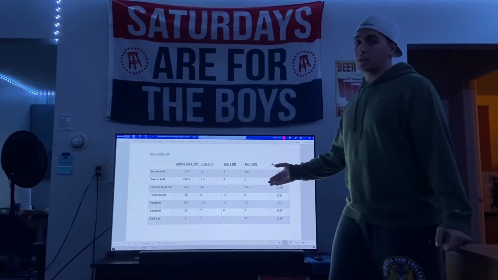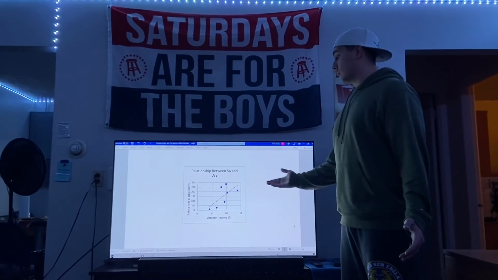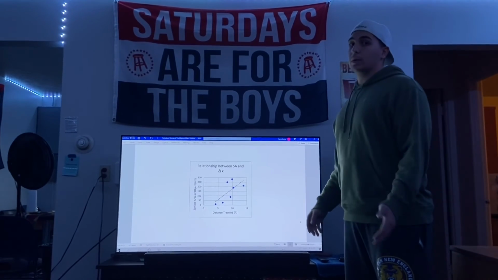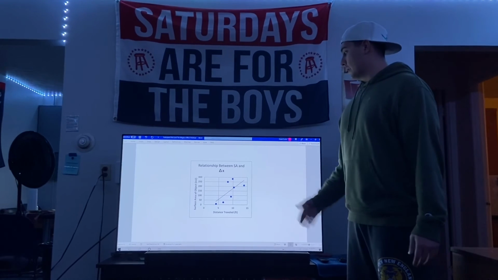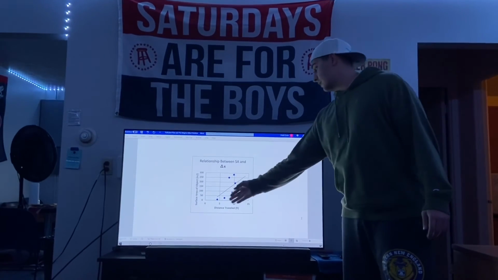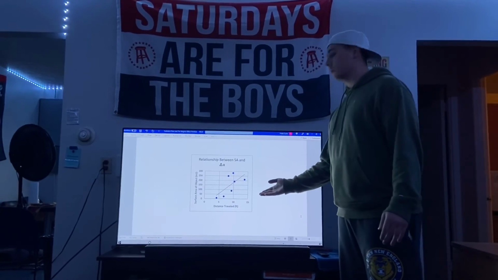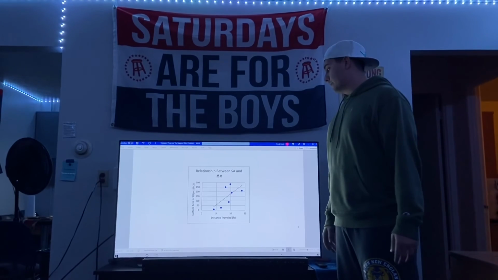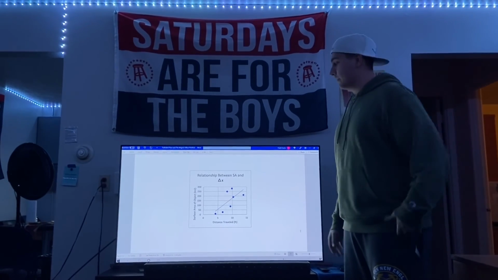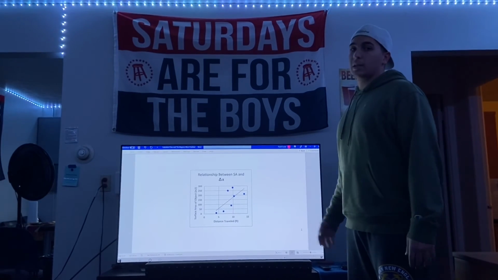With this data, we made a graph to see if there's a trend between the distance traveled and the surface area, like we predicted in our hypothesis. And as you can see, although it's a very small sample size, as the surface area increased, the distance traveled also increased. Again, it's a very small sample size, but it's a basic trend, and we predict that for any object, it would also increase.